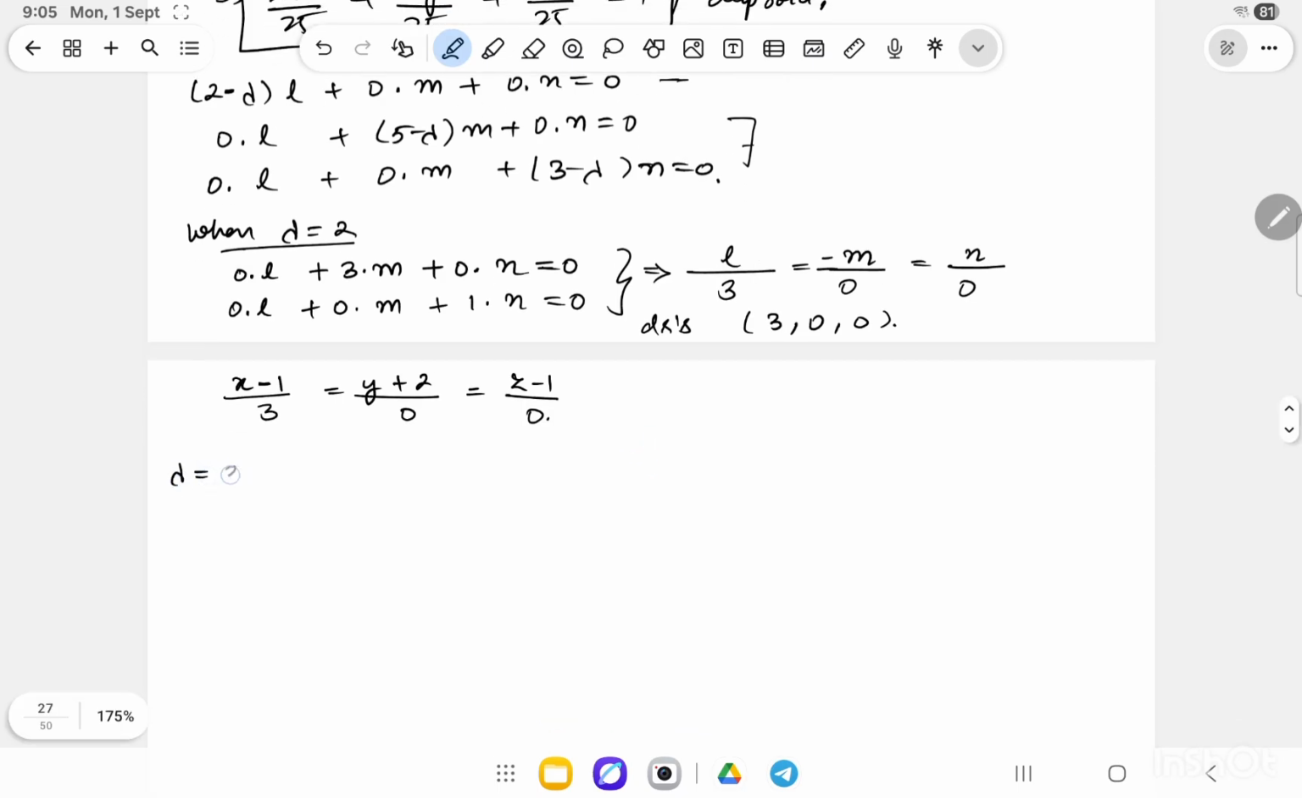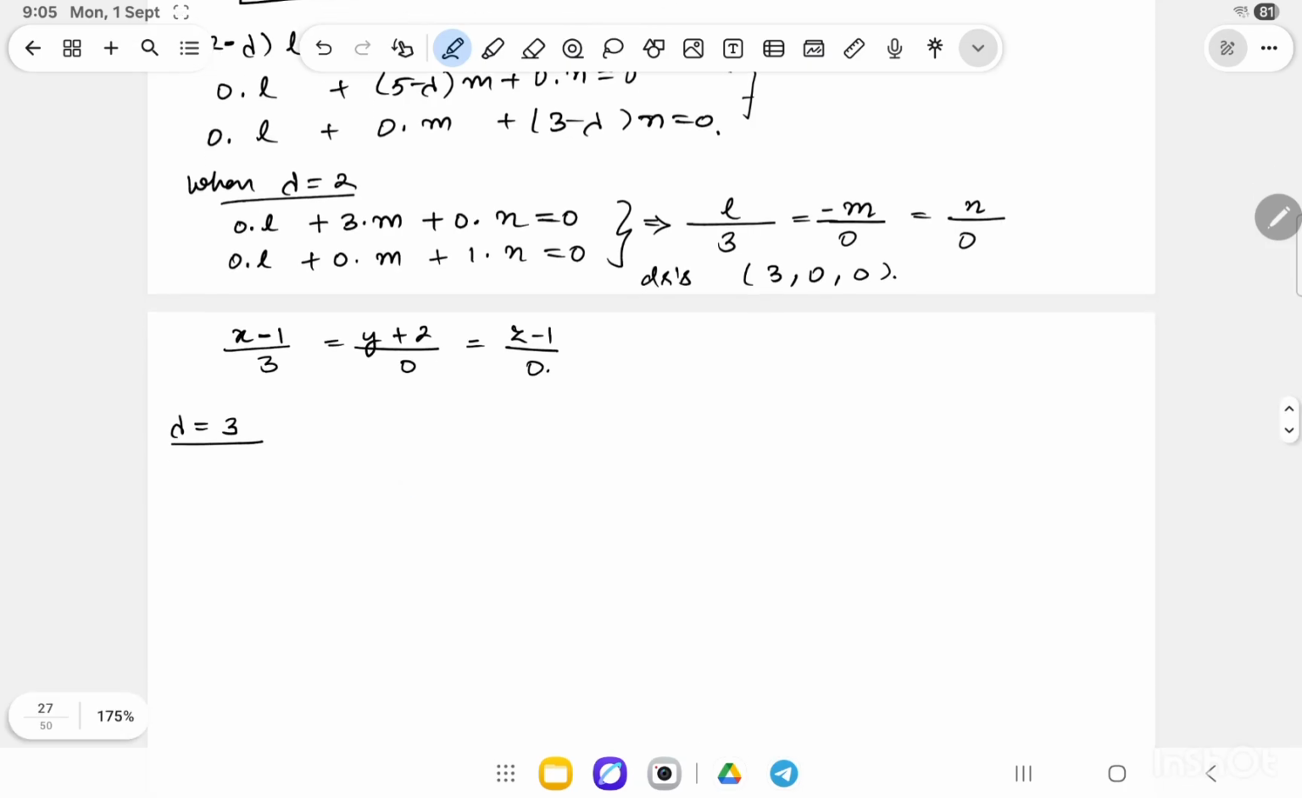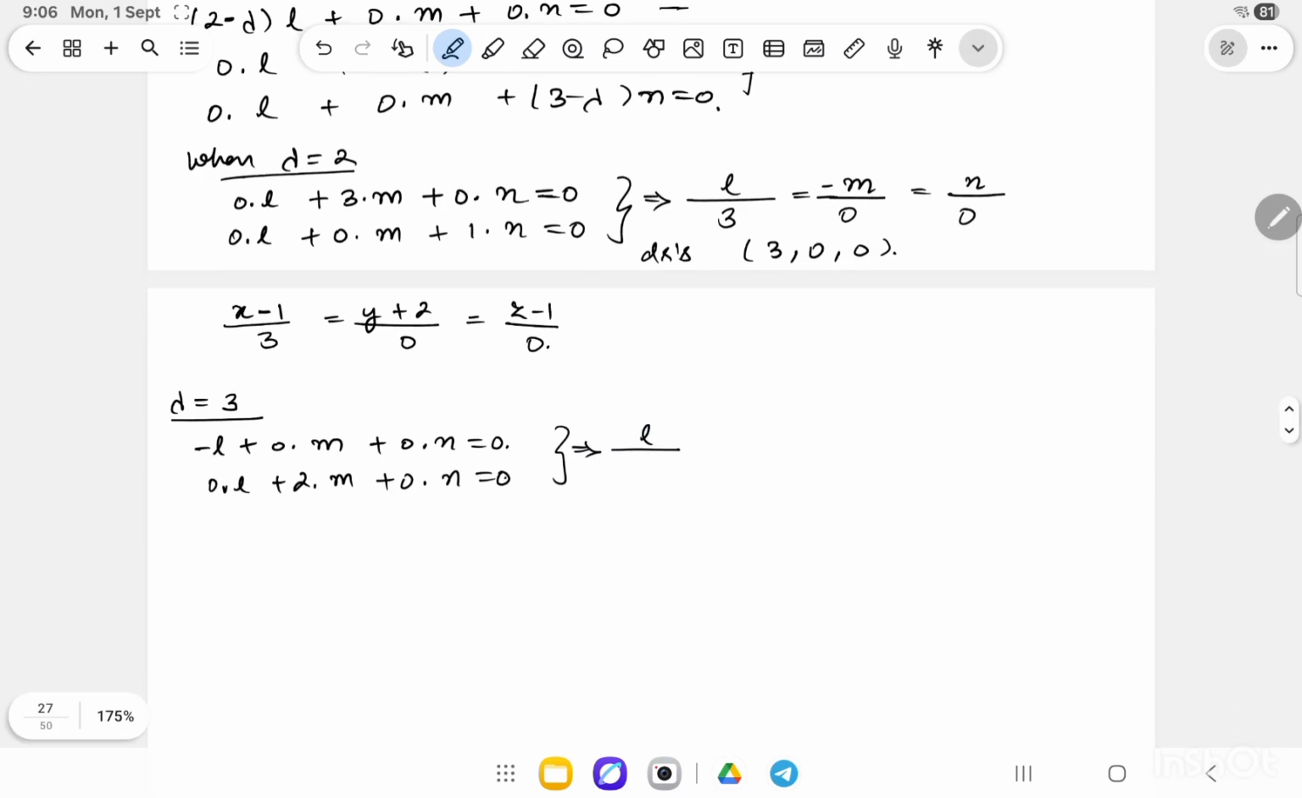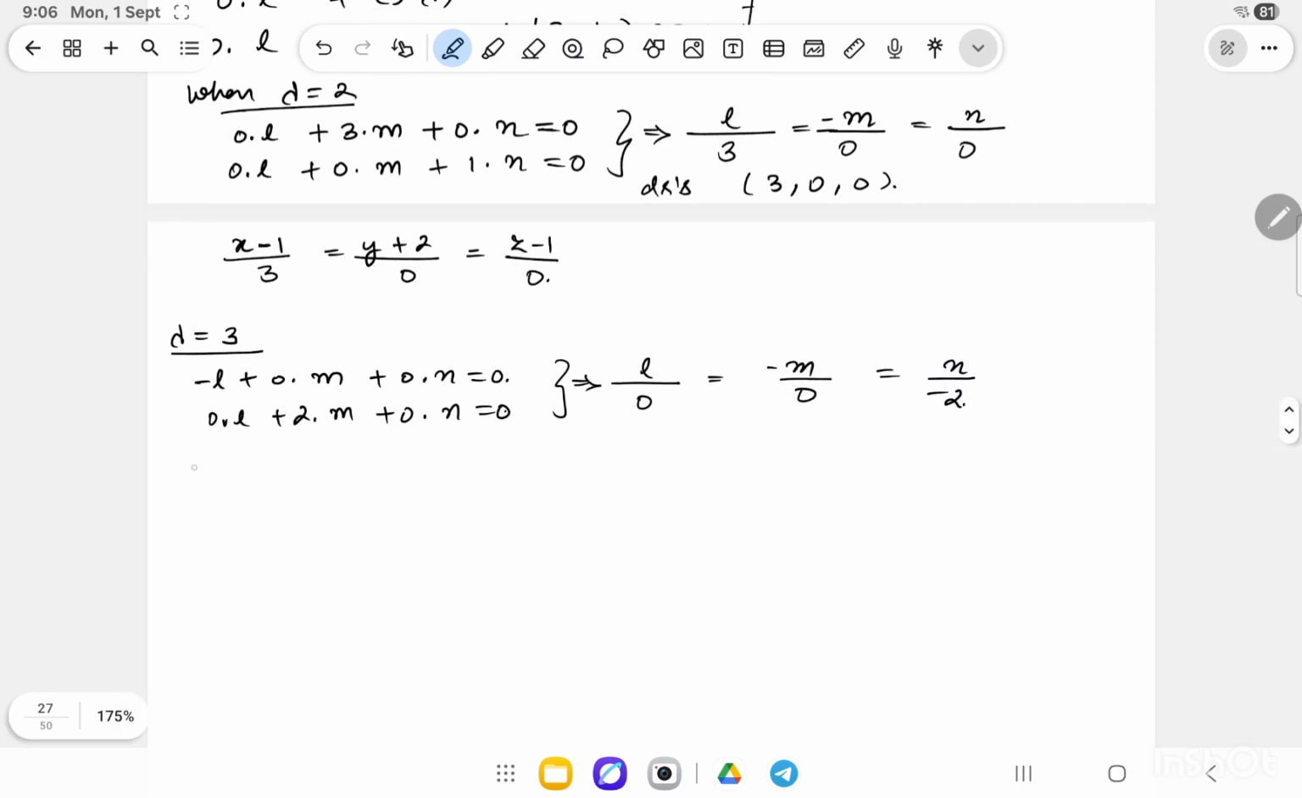Likewise, we can find out for lambda equals to 3. So for lambda equals to 3, it will be basically minus L plus 0m plus 0n is equals to 0, 0L plus 2m plus 0n is equals to 0. So if I solve it for L, M and N, I'll be getting 0, minus m by 0 and n by minus 2. So my equation of axis when lambda is equals to 3 is basically x minus 1 by 0, y plus 2 by 0 and z minus 1 by minus 2.